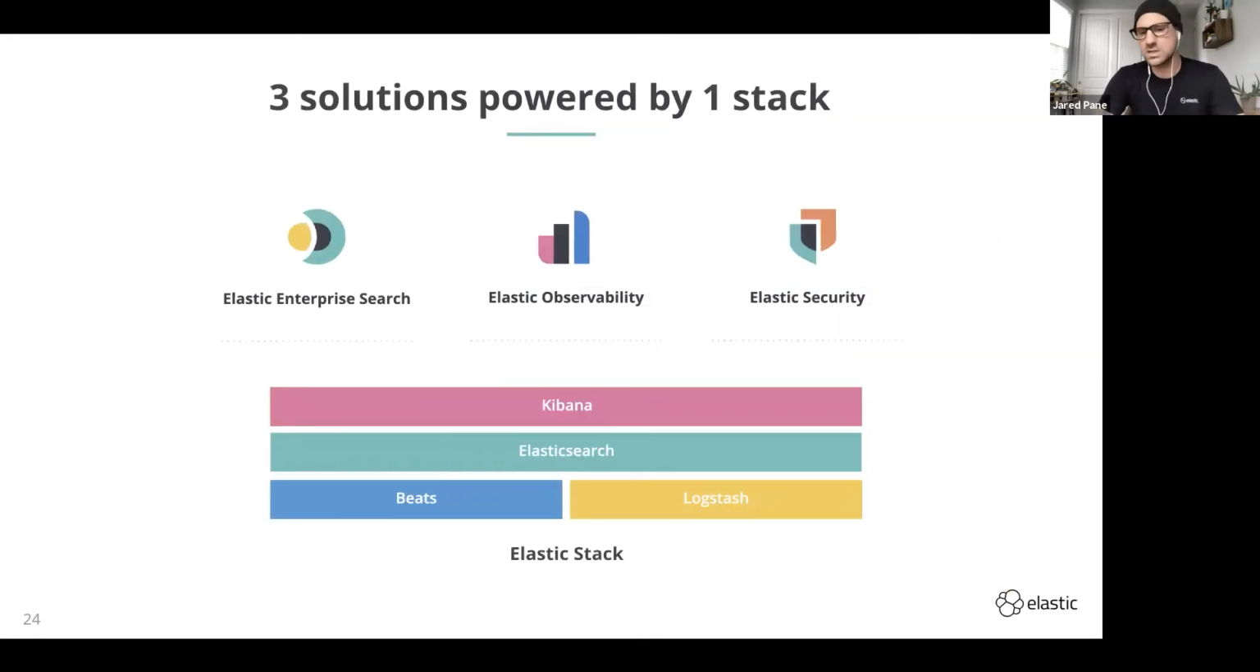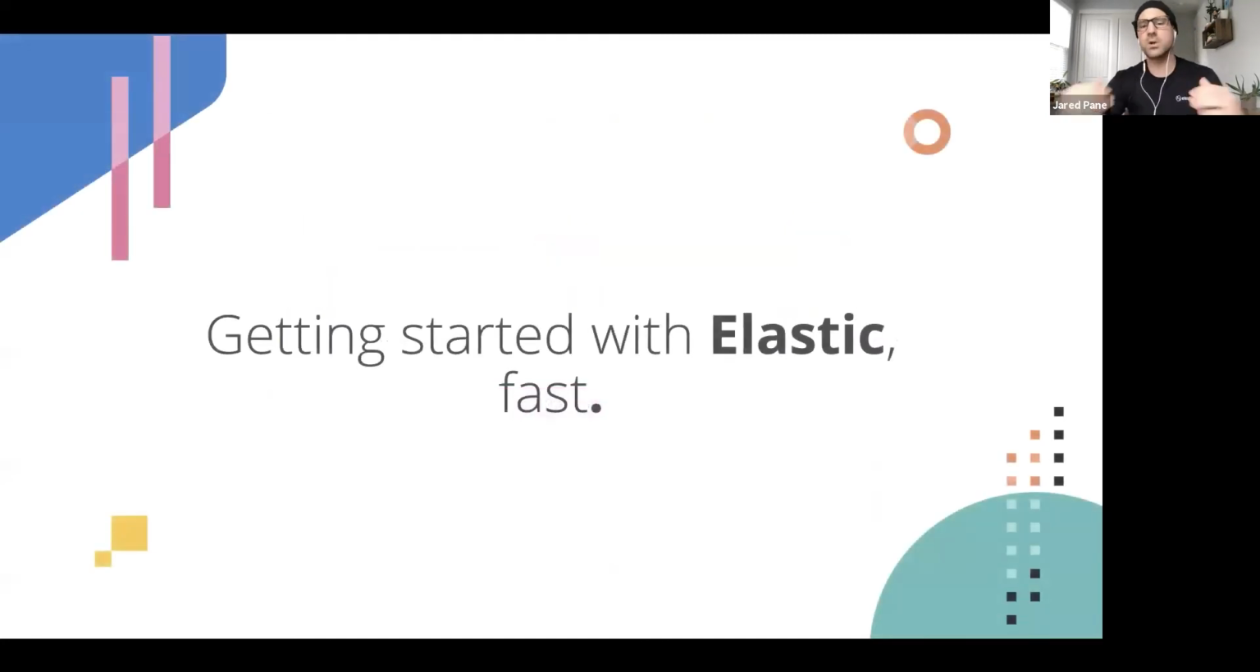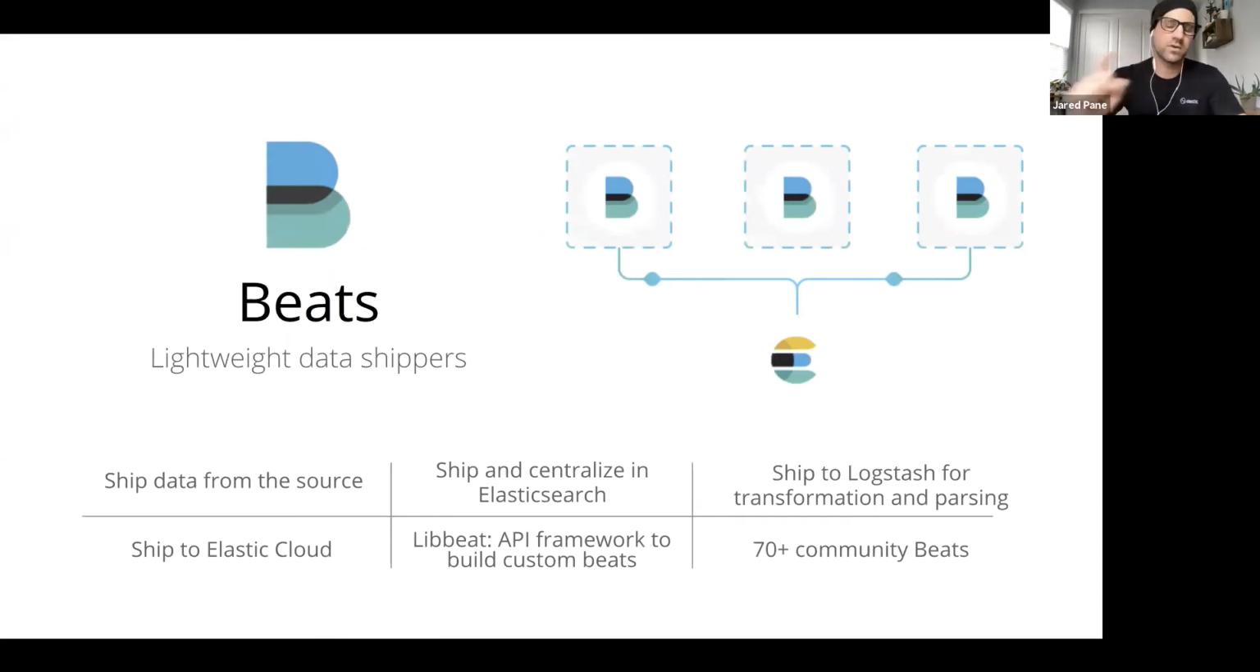I'm going to apologize if you are aware of how the stack works. I'm just going to go super high level. Kibana is your UI. Elasticsearch is your storage area. Beats and Logstash are your ingestion tools into Elastic. So I'm going to show you how to get started with Elastic super fast, and then how to observe all of your data and all of your components internally to Elastic. And the first thing I want to explain to you is Beats.